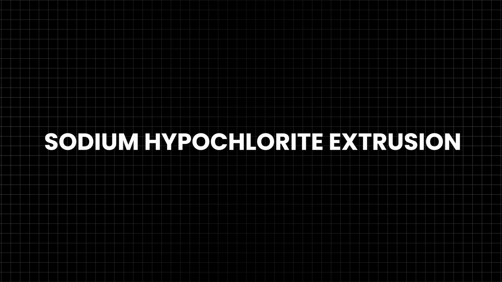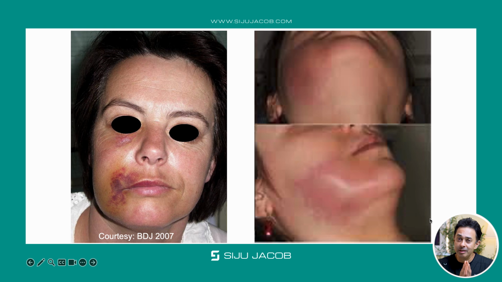One has to remember that sodium hypochlorite does not selectively distinguish between pulp tissue and periapical tissue. So if one is careless and extrudes sodium hypochlorite into the periapical region, there can be pretty nasty reactions. So one has to be extremely careful, and one needs to know why extrusion happens in the first place.